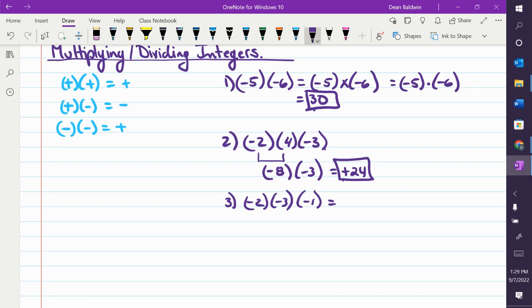Is the answer positive or negative? I actually don't care what the answer is right now. Positive or negative? Who says positive? Who says negative? The negatives have it, right? Because 2 negatives multiplied together is positive. And then a positive times the negative, the answer should be negative, right? What is the answer? -6.